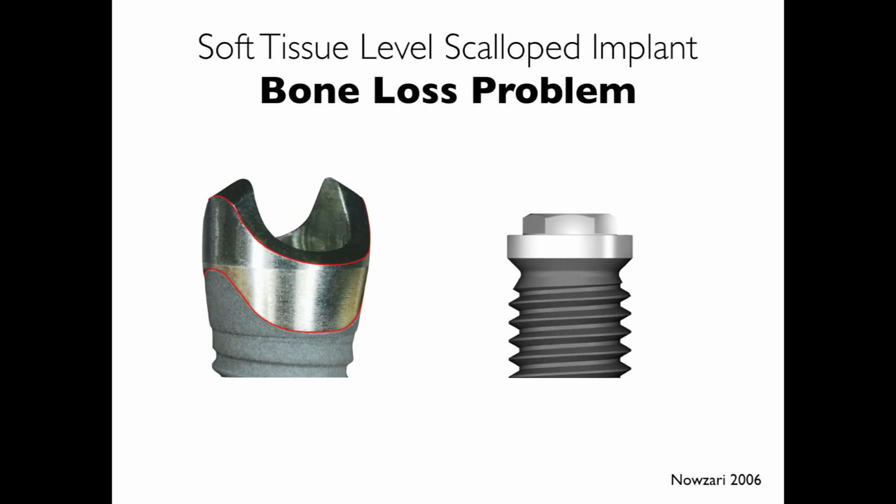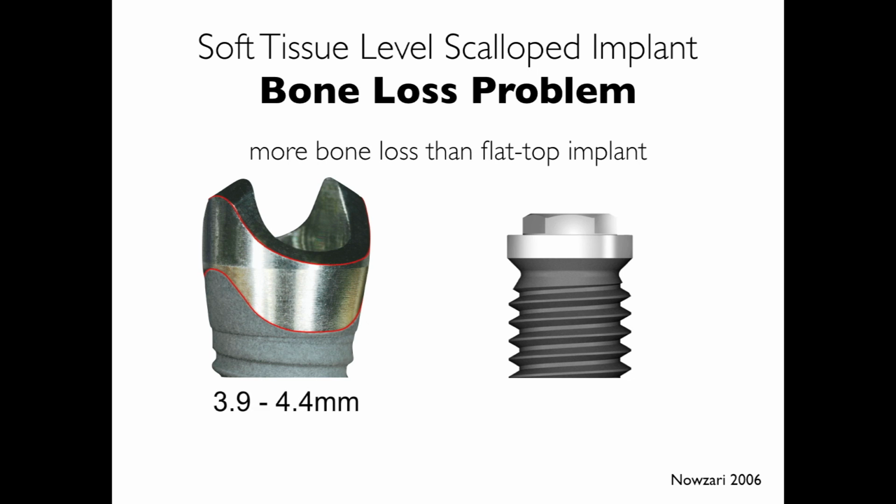The biggest problem and the reason that the first generation scalloped implant has gone out of the market is the amount of bone loss that occurs. The average bone loss on this soft tissue level scalloped implant is about 4 mm. This is more than twice that of flat top implants, particularly external hex implants, reported in dental literature. Typical bone level of this soft tissue level scalloped implant is seen at this level on radiograph.